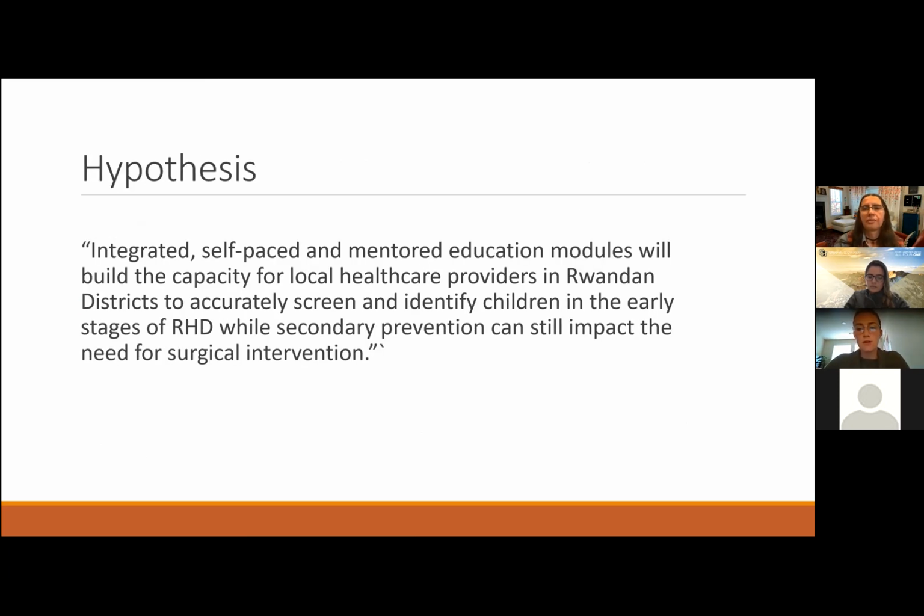Overall, our hypothesis was that integrated, self-paced, and mentored education modules will build the capacity for local healthcare providers in Rwanda districts to accurately screen and identify children in the early stages of RHD, while secondary prevention can still impact the need for surgical intervention.